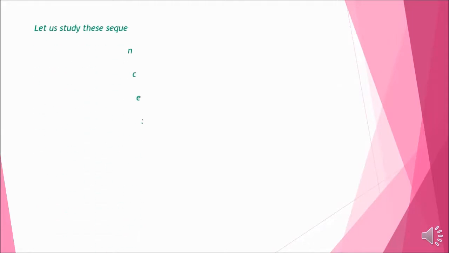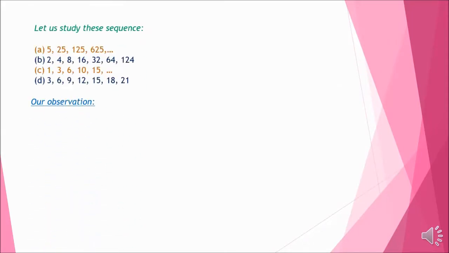Now let us study these sequences: A, B, C, D. There are 4 sequences, and you can see in the first sequence we can count the number of terms. There are 4 terms we can see, but the dots mean there are many more terms in the sequence. We can easily guess the next number, because 5 square, 5 cube, 5 to the power 4, and 5 to the power 5. The next is 5 to the power 4.